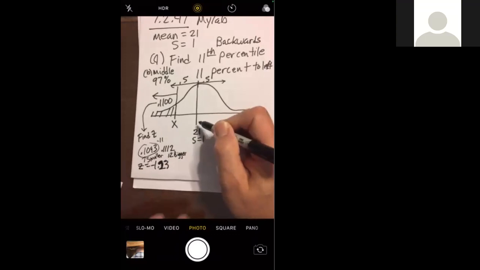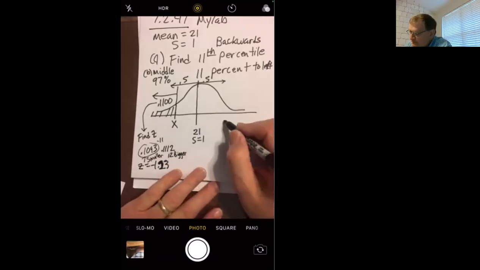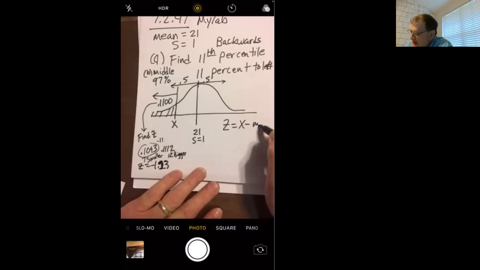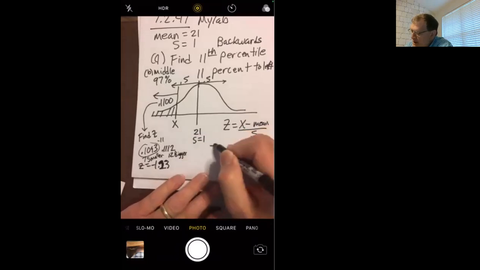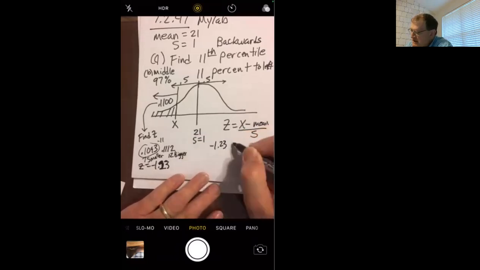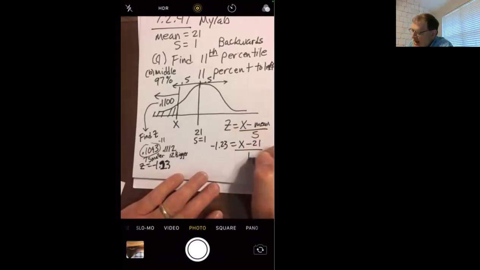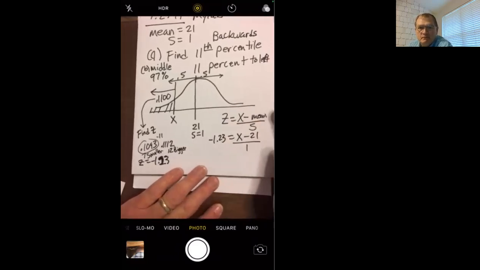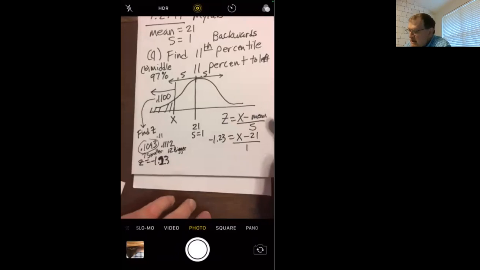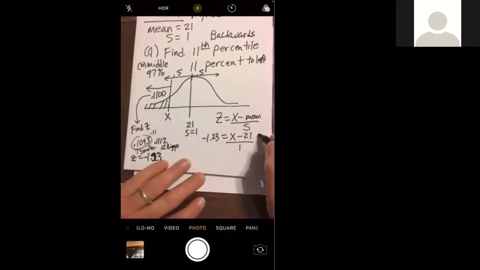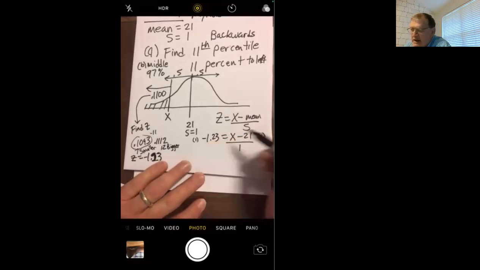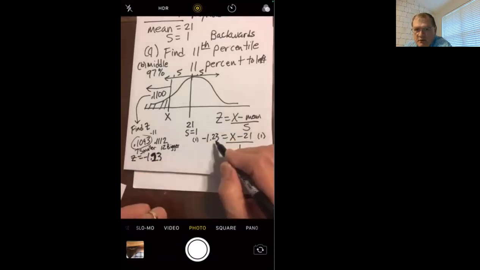Now you go to your forwards equation, X minus mean, divided by your standard deviation, and you stick in negative 1.23 for the Z. Your X is what you're trying to find. X minus 21 divided by 1. With anything other than 1, I'd have to multiply by that number, so I'll at least show it. But that doesn't change the negative 1.23.